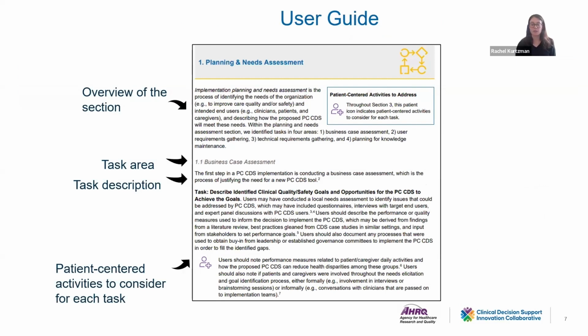The user guide accompanies the planning and reporting tool and provides a description of each section and task along with patient-centered activities. This is a screenshot from the planning and needs assessment section of the user guide, which starts with an overview of the section and then a description of the task area and task. There is an icon which notes the patient-centered activities to consider for each task.